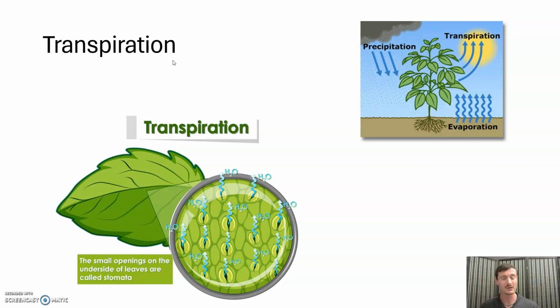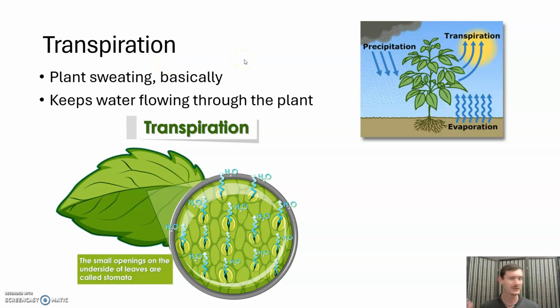And a lot of times, even though we're talking about the ocean here, on land, evaporation and transpiration are basically the same. You cannot separate one from the other in a land setting because plants are just part of it, right? So this is basically plant sweating, all right? Plants are always taking in water, and they have to release it at the same time.